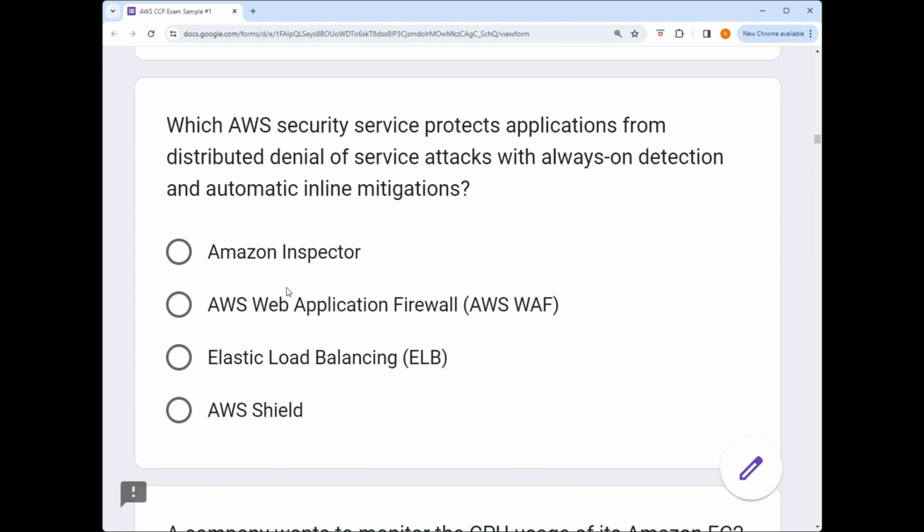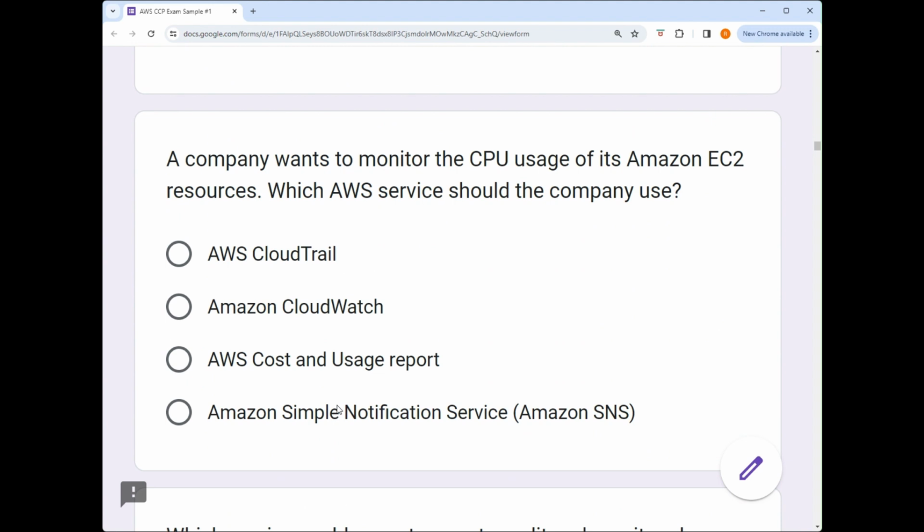Which AWS security service protects applications from distributed denial of service attacks with always-on detection and automatic inline mitigations? Amazon Inspector. AWS Web Application Firewall, AWS WAF. Elastic Load Balancing, ELB. AWS Shield. Correct answer: AWS Shield.